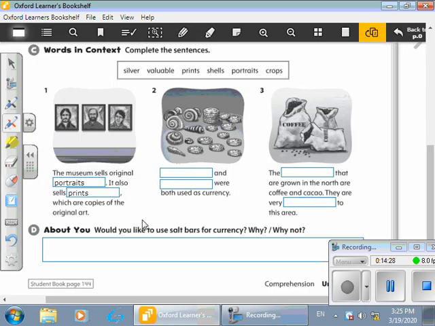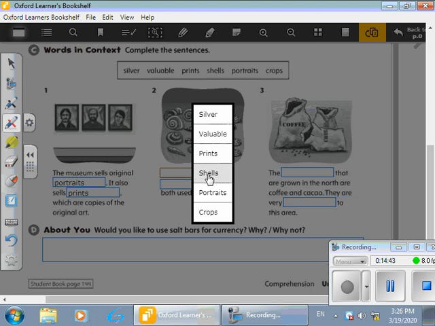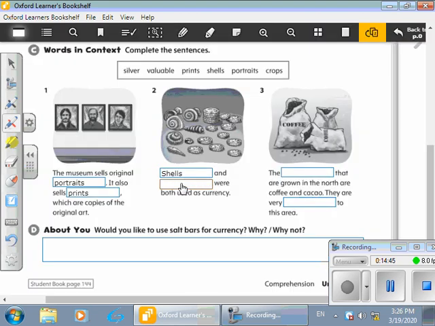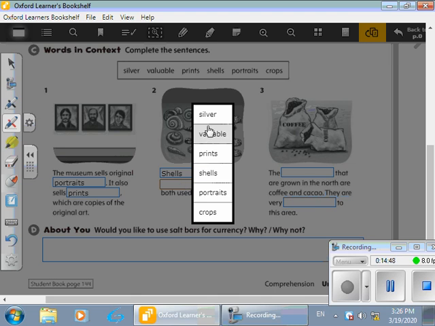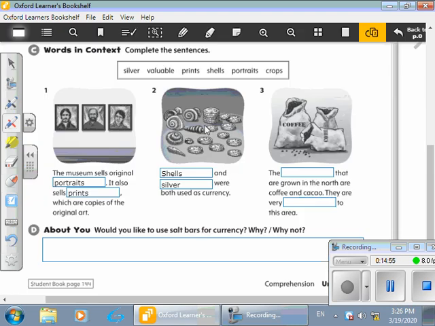Very good. Prints. Number 2. What and what were both used as currency? Shells and crops. Or shells and silver. Very good. Excellent you are.